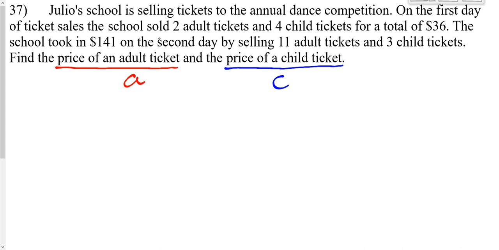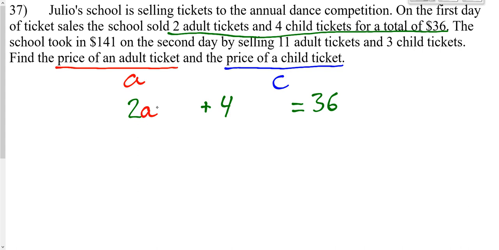So now we have a couple situations here. We have one day where we have 2 adult tickets, and we have 4 child tickets, and we get a total of $36. Now, to figure out how much money you get from the adults, you got to take the number of tickets times your price, which was A, because we don't know that. To figure out from your child's, it's the number of tickets times your price, which is C, which we didn't know. Well, we need to do the exact same thing for our other situation, which is right here.